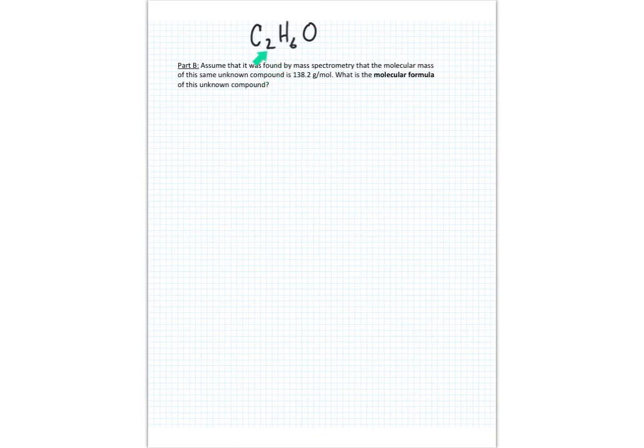Okay, so our compound is C2H6O, which we already found. Now the question is, assume that it was found by mass spectrometry. So remember, mass spectrometry is that fancy instrument that allows us to measure masses of atoms, molecules, isotopes, all kinds of stuff. So determined by mass spectrometry that the molecular mass of this same unknown compound that we found, this C2H6O, is actually 138.2 grams per mole.